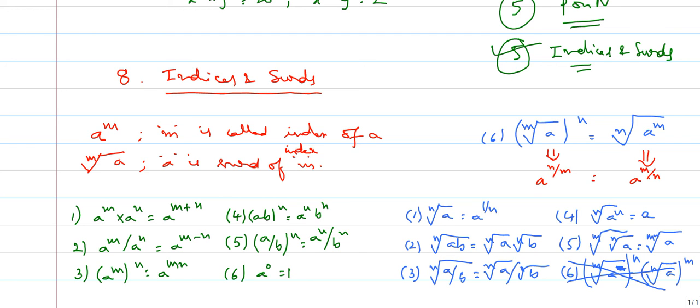So it is also a power m by n. Very small mistake: the nth root of a whole power m is equal to the nth root of a power m. Here this is n and this is m, please correct it. Both things are the same, so please ignore this one. This is m only, and this is n. That's all. So these are the formulae.